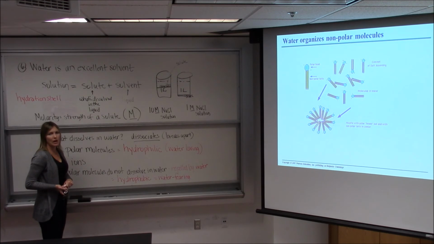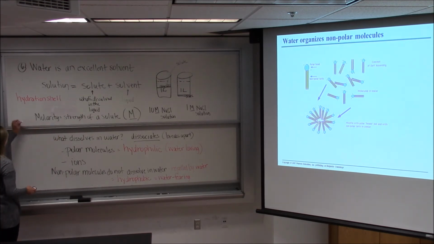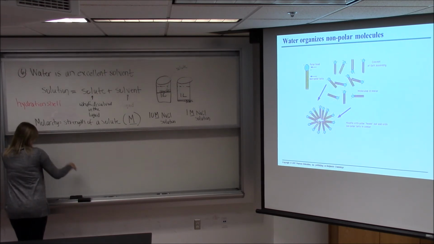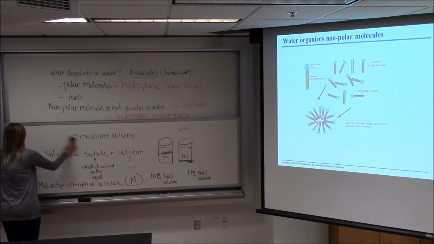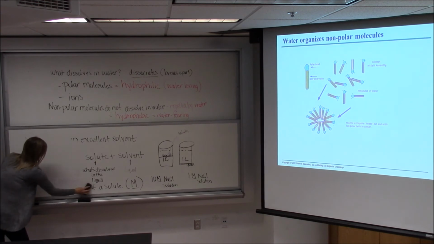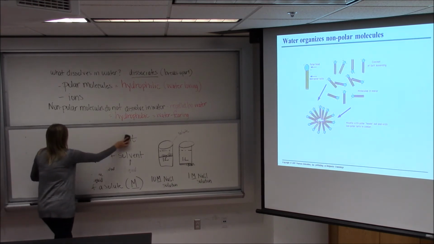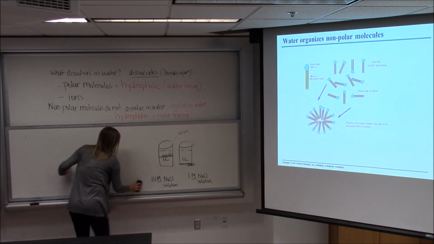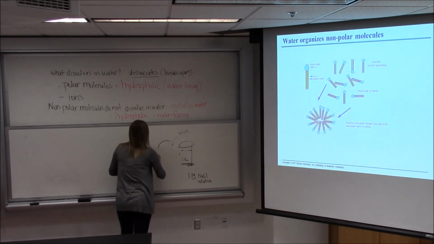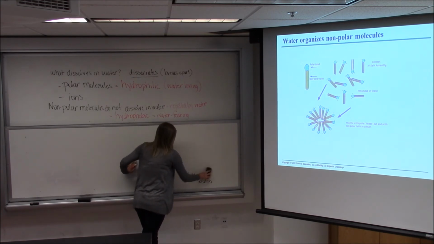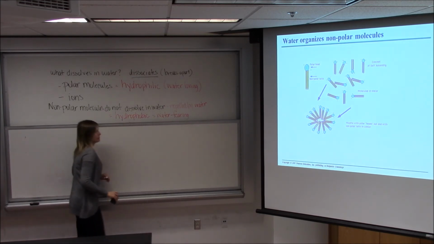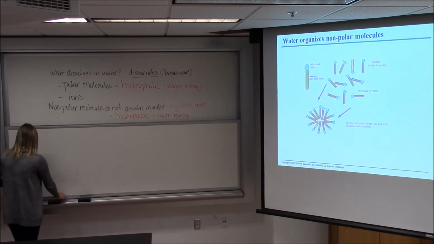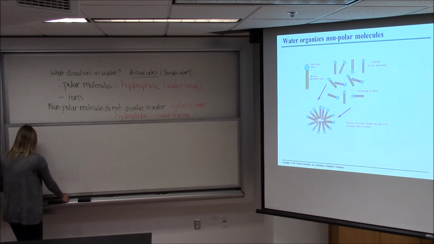Water organizes nonpolar molecules. This is a very important seventh characteristic of water. Okay, so I'm going to keep the board up there that's telling us what's polar and what's nonpolar. So it's the polar molecules that are going to dissolve in the water and become a solution. What happens to the nonpolar molecules? Well, sometimes water helps shape them, helps organize them. And I'll explain that.